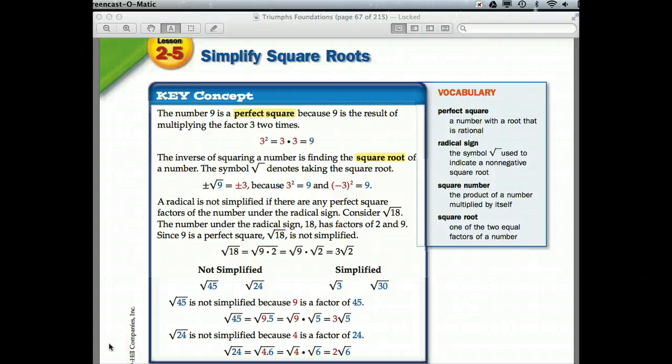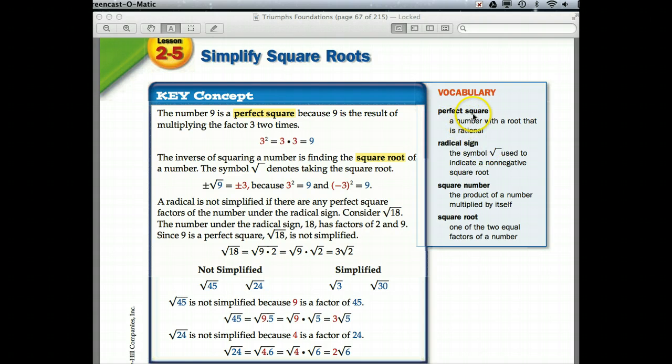Now we're going to discuss Lesson 2.5, Simplifying Square Roots. And our objective today is that we're going to simplify square roots. I want you to take just a moment to look at the vocabulary, because some of this may be a little different than what you've seen before, because we're talking about the radical symbol.